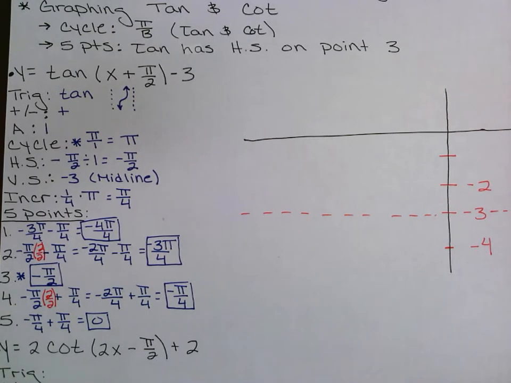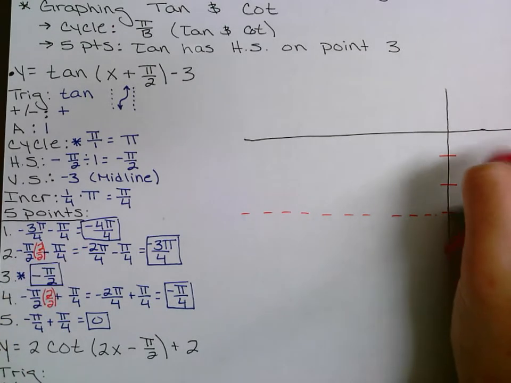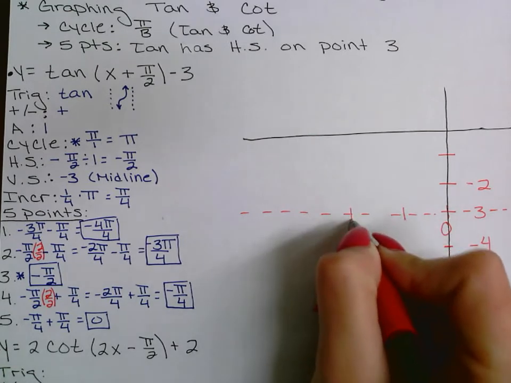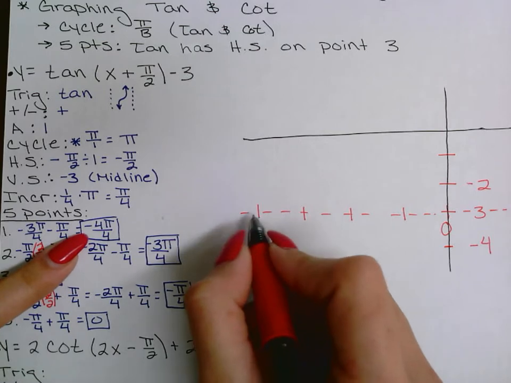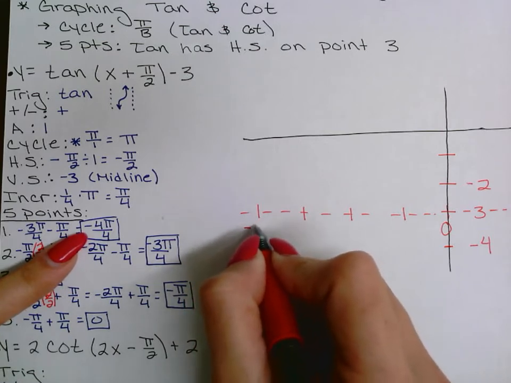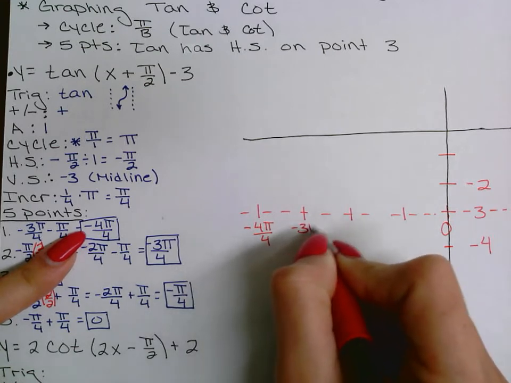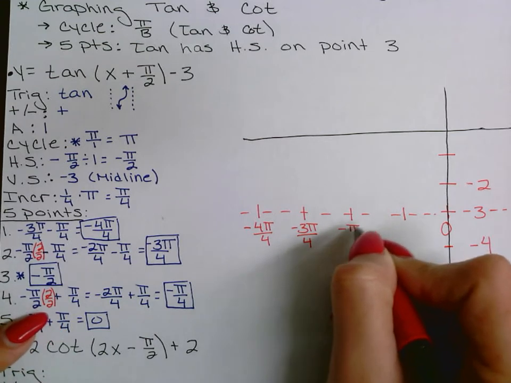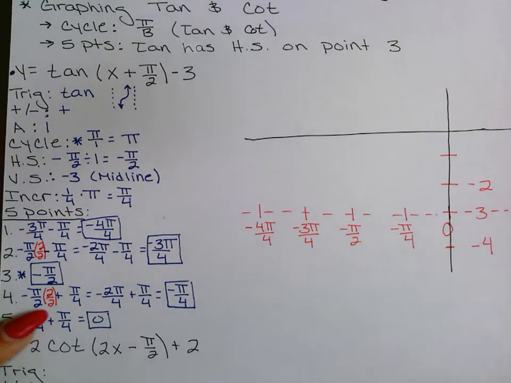Your second point comes from your 5 points. So the last one is over at 0. My last one over here on the left is negative pi, or negative 4 pi over 4. And then you can keep filling the rest out. Okay, there goes your second point.